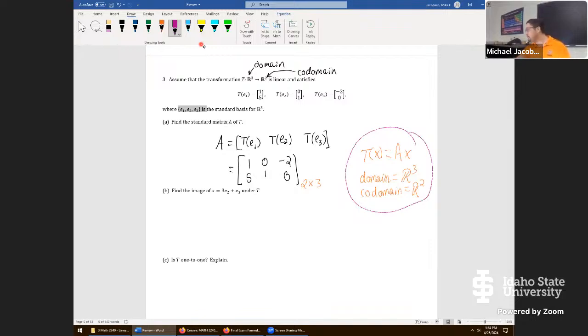How can we reconstruct that if we forget? Just put that A is 2 by 3. So x has to be 3 by 1. And x comes from the domain. That helps say it's got to be R3. Okay, so that was our first problem there. Next, find the image of x, which is a linear combination of the basis vectors under T. When it says image of, what they're asking you to do is this.